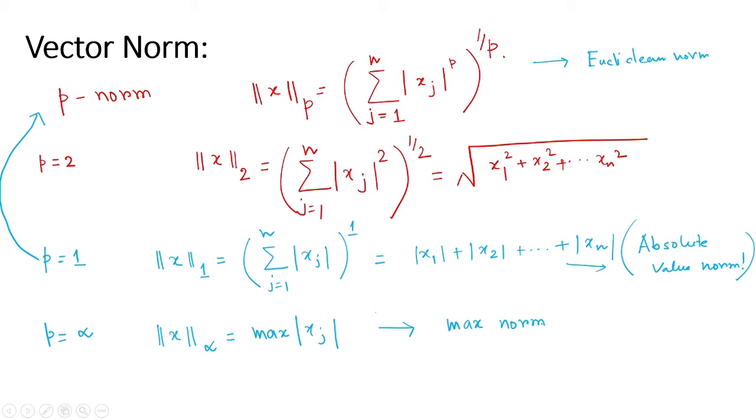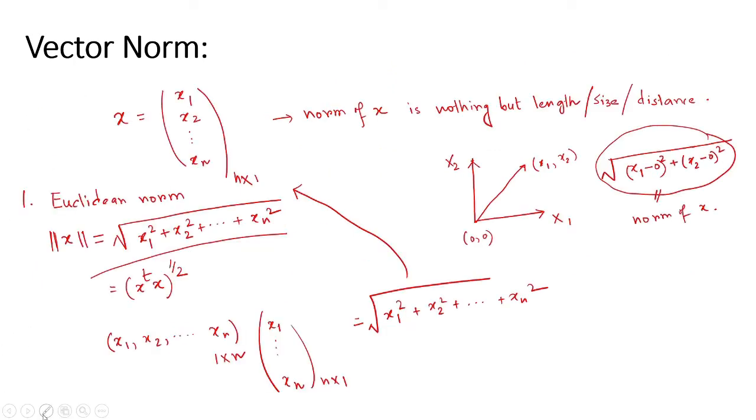So we can see there are mainly 3 types of important norms that we are seeing right here. If we put p equals 1, we get the absolute value norm. If we put p equals 2, then this is the usual Euclidean norm that we have seen from our class 2 level. And if we put p equals infinity, then we get the max norm. So this is more or less the idea of vector norm. Before we leave the vector norm concept, let's talk about a few more properties of vector norm.